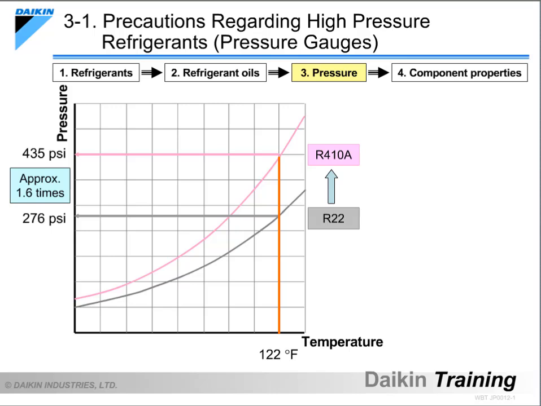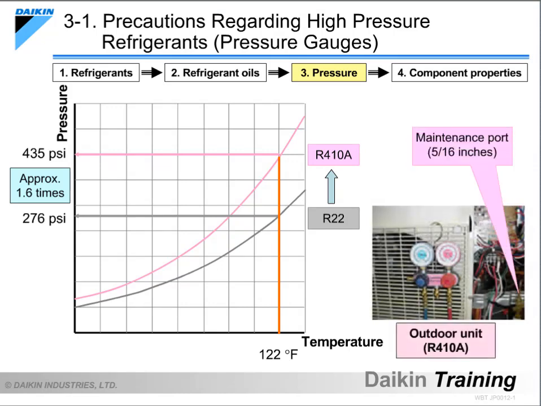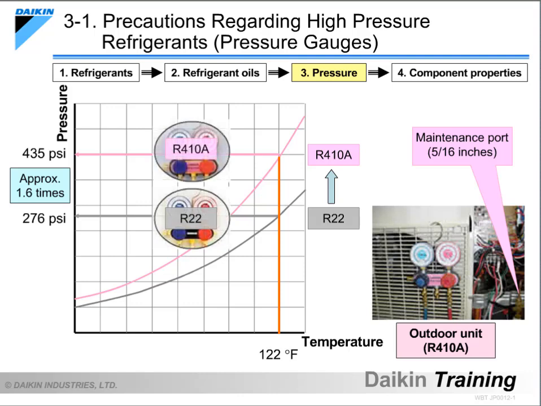of R410A is 435 pounds per square inch, which is 1.6 times higher than the 276 pounds per square inch for R22. Accordingly, the diameter of screws used on the maintenance port of air conditioners has been increased to 5/16 of an inch in order to prevent erroneous use of hoses and the like with a lower allowable working pressure. Be sure to use the respective gauge manifolds and hoses specific to R22 and R410A.